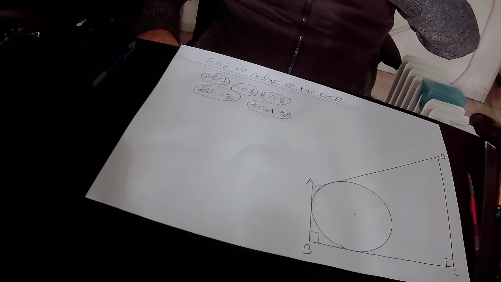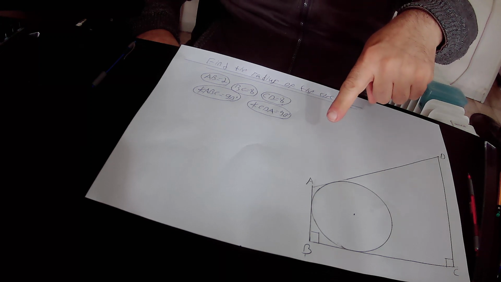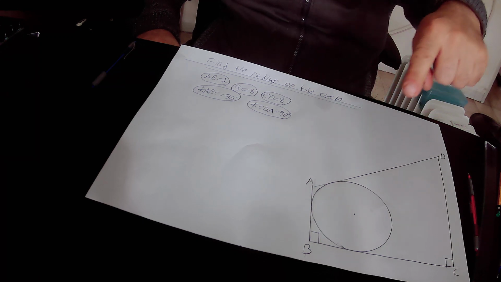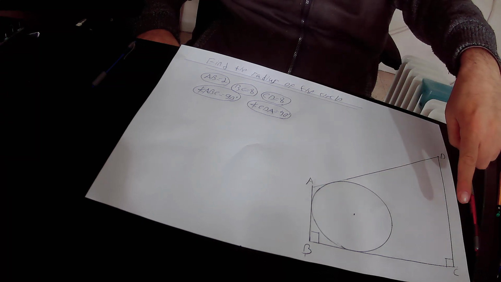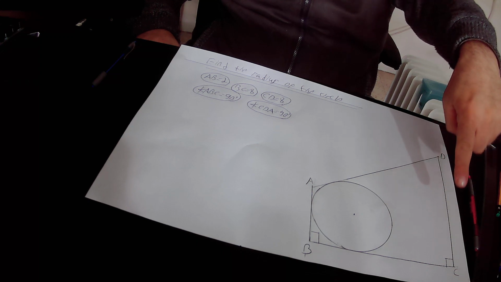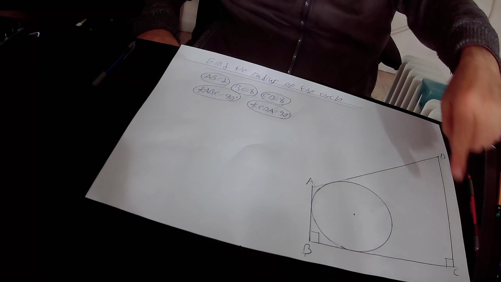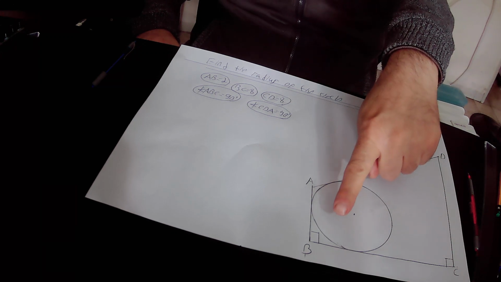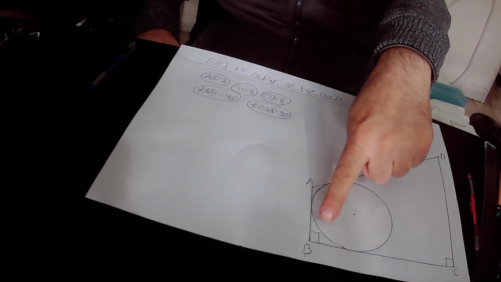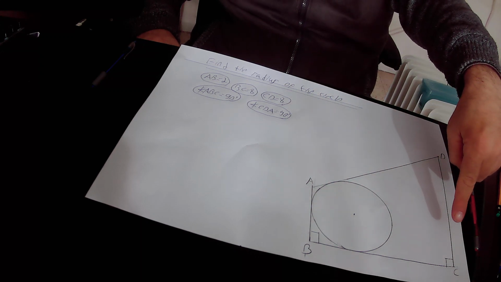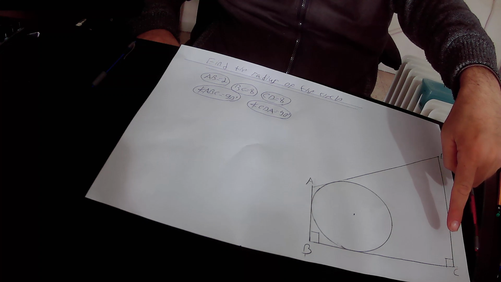In addition, we know that side AB of this quadrilateral equals 2 units in length. Side BC equals 8 units in length. And side DC also equals 8 units. This is angle ABC that is equal to 90 degrees. It is a right angle. And this is angle DCB that also equals 90 degrees.